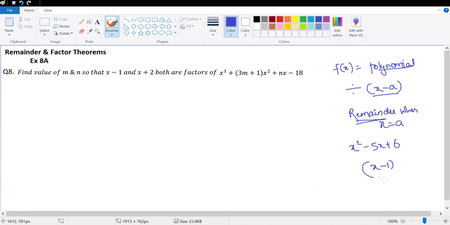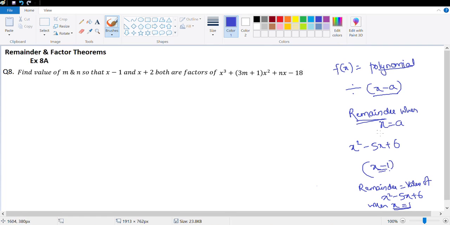which means if you're dividing x square minus 5x plus 6 by x minus 1, then the remainder will be equal to the value of x square minus 5x plus 6 when x is equal to 1, right? x minus 1 is what you're dividing by, which means x is equal to 1.